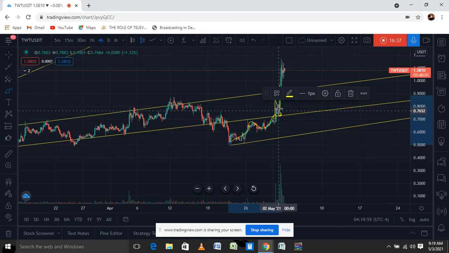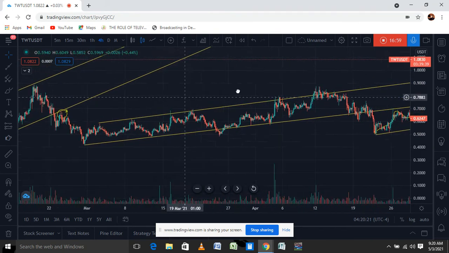I don't know if you get the gist here. This one was acting as a support before. It broke, went down, created a lower low, giving us another level, came back up. This one acting as a resistance, came back down, now broke the resistance. It's now acting as a what? Support. Look at this previous one here.